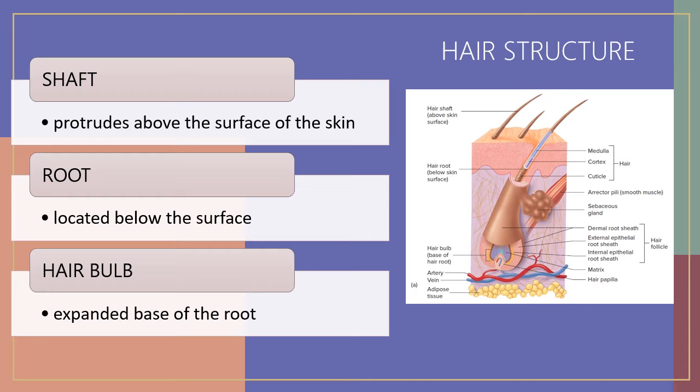Let's discuss your hair structure. This is made up of a lot of parts, no? First, is the shaft. So, ito. Okay, this is the one that protrudes above the surface of your skin. And then your root is located below. So, ito siya. That's the root, no? Below your skin. Your hair bulb is the expanded base of the root. So, if you see, this is your hair bulb. Okay?